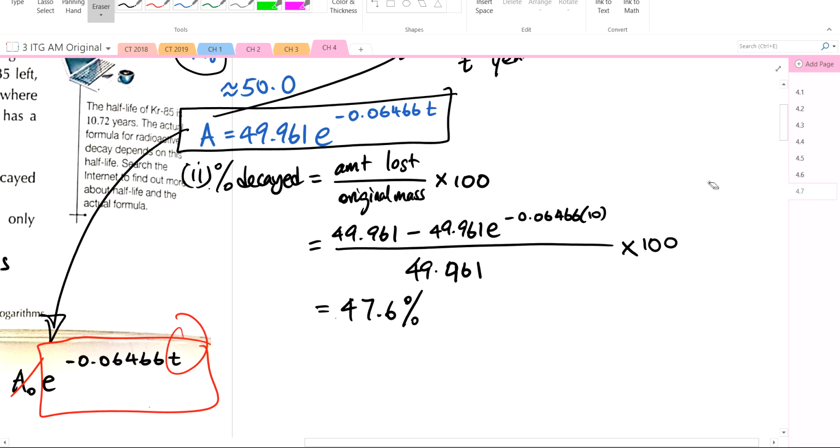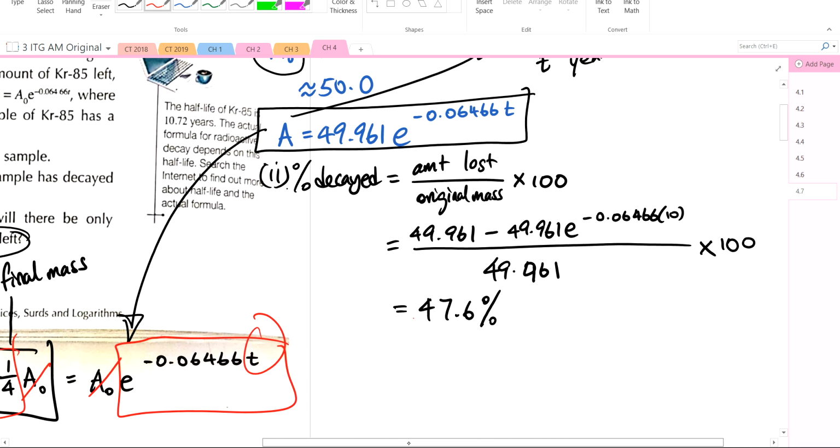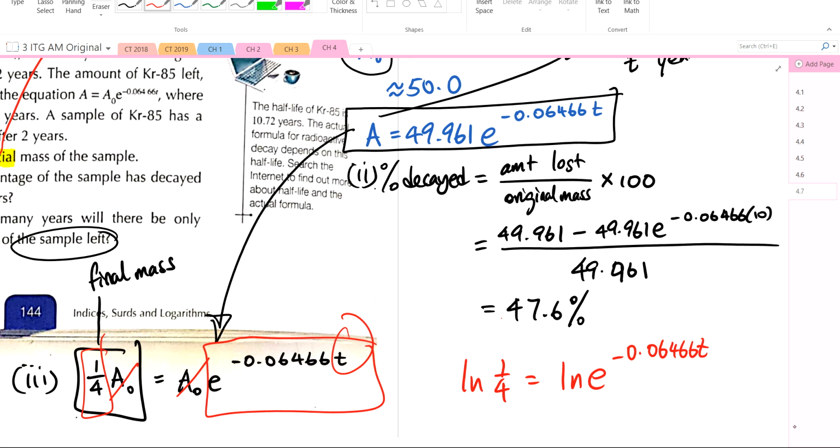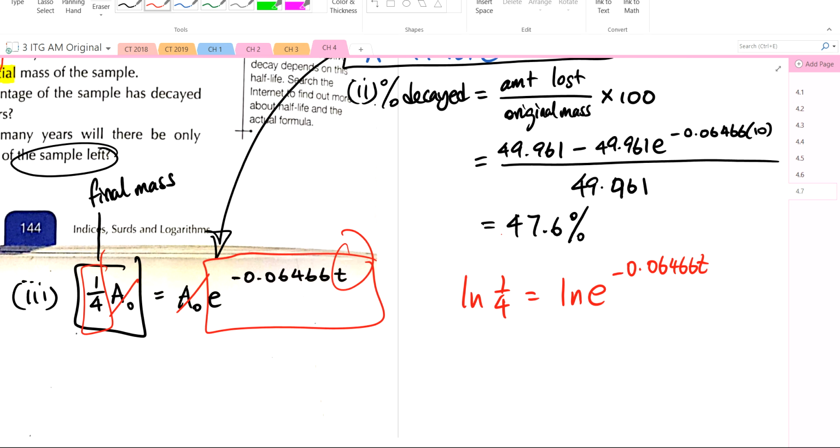Yes? Let's try a bit. How do you remove the t outside? What do you mean the t outside? I took ln on both sides already, but then I got e to the power of negative 0.06466 bracket t, but I don't get the t out. Like that? Yeah. I put e to the power of negative 1.